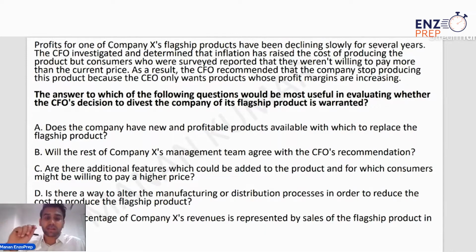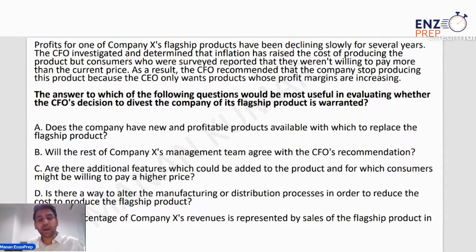Now, between C and D, you need to understand which one's stronger out of these two because at the end of it, both of them are talking about the product. Now, C says that you need to add features and then the consumers might be willing to pay a higher price. But don't you think that we have to assume a few things in order for us to say this will lead to an increase in profit margins?